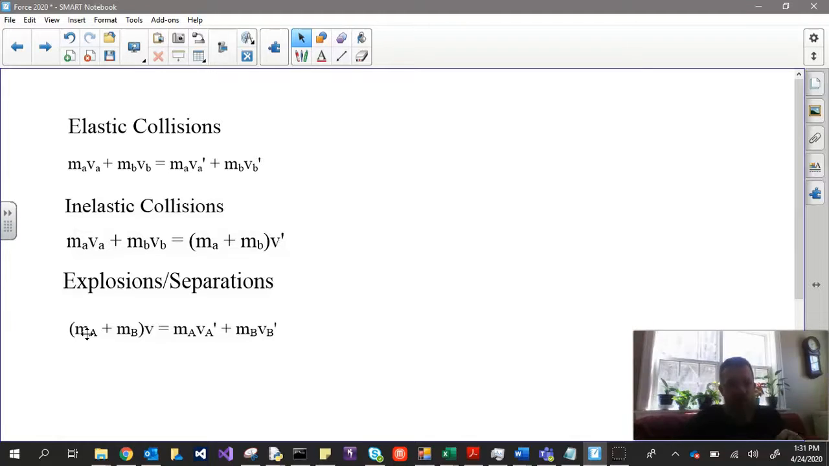So if you just think about the formula itself, again, one time: elastic, each object is apart and then they're apart after. In inelastic, they're apart but then they're locked together, so their masses are combined in the brackets. And the explosion is the reverse of the inelastic. They're together beforehand, and they split apart. Watch out for your negatives. Otherwise, it's fairly straightforward. And just pick the formula that makes the most sense.